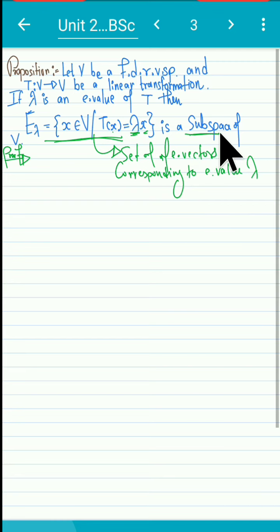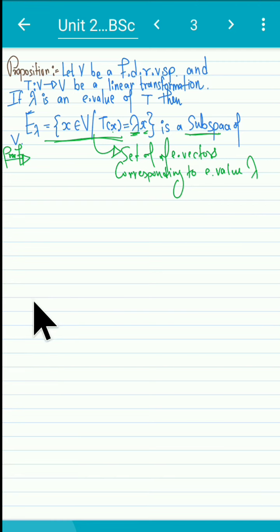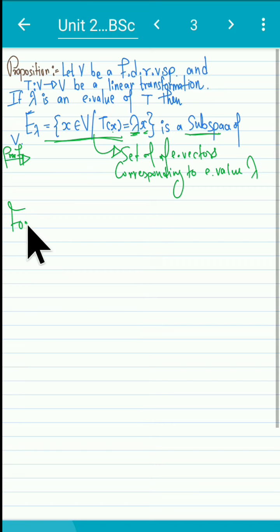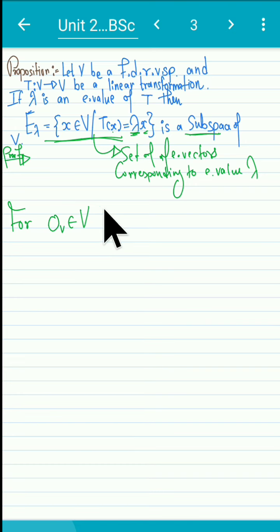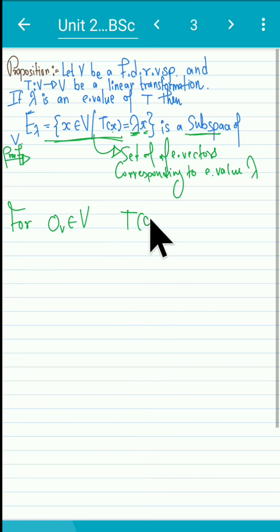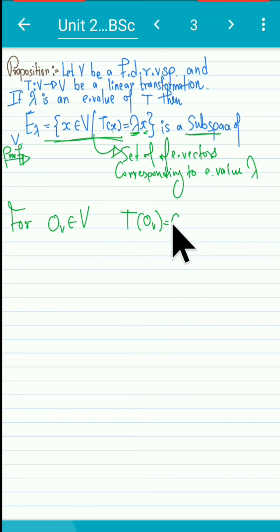How do you prove it is a subspace? First of all, I need to prove that it must be a non-empty set. Okay. So, over here, there is no restriction about non-zero vectors, correct? Okay, so what I will do is, for 0v inside V, meaning a zero vector inside V, my T of 0v will be what? It will be 0v only, correct? Since a linear transformation sends a zero vector to a zero vector.